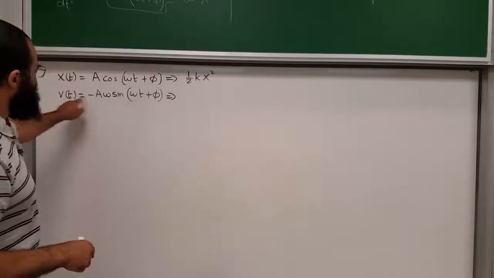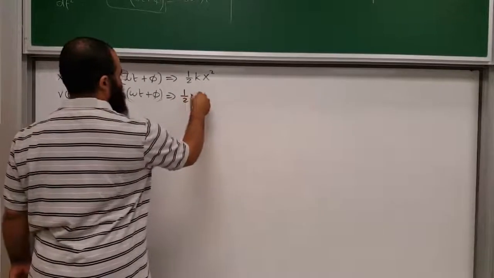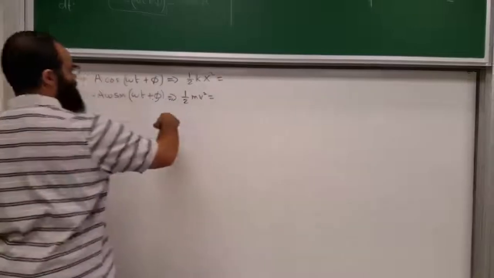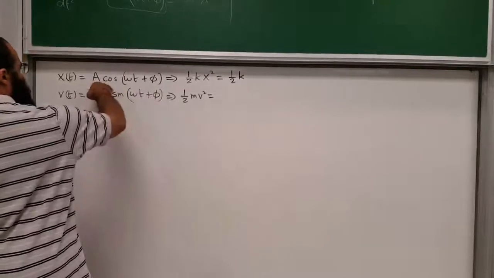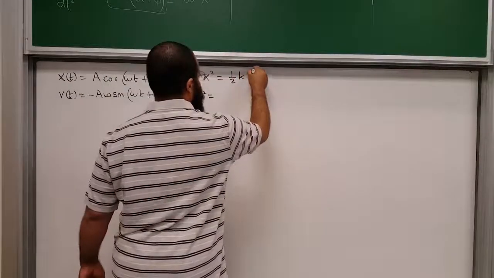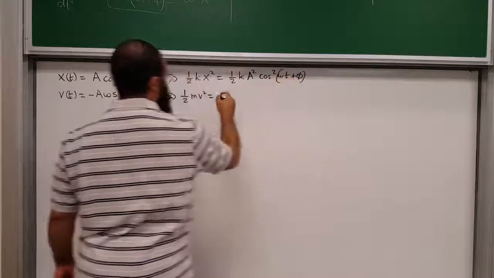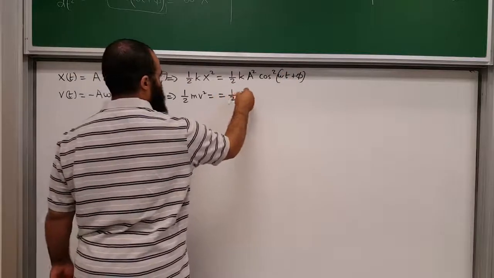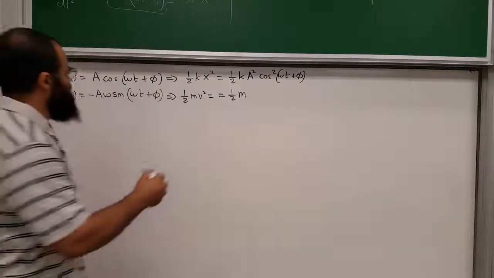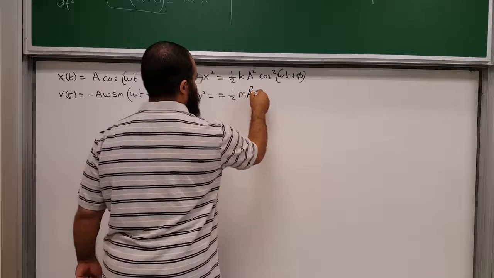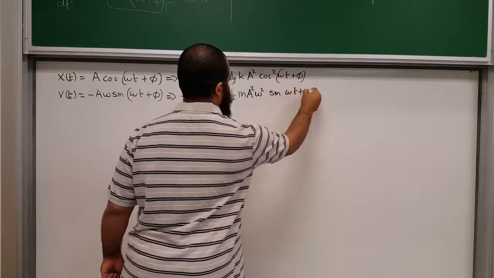The velocity here, since that's the velocity, then the kinetic energy is 1/2 mv squared. So here I have 1/2 k. Let's square this. When you square this, you just get A squared cosine squared of omega t plus phi. And when you square this, you get 1/2 m, and let's square this. You square the minus sign, it goes away, so you just get A squared omega squared sine squared of omega t plus phi.